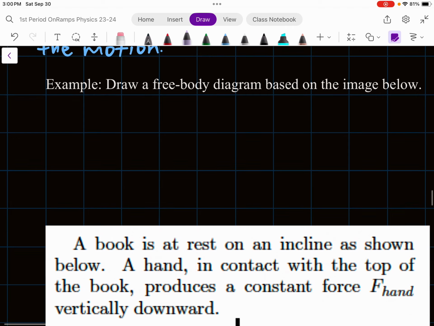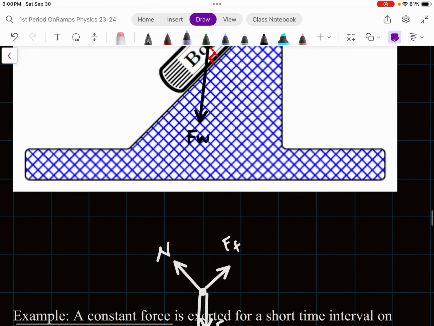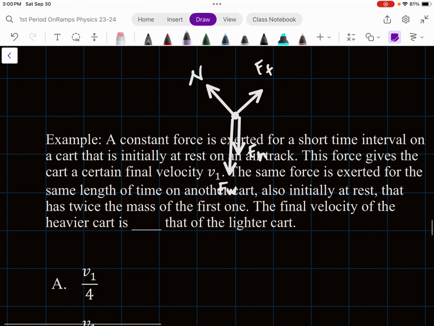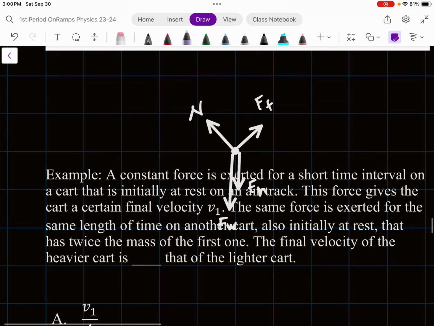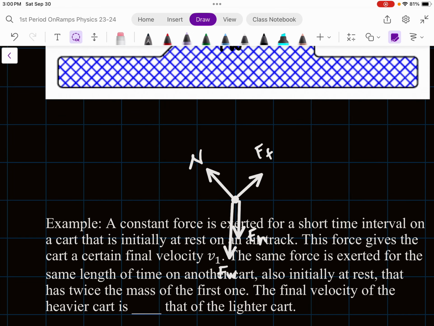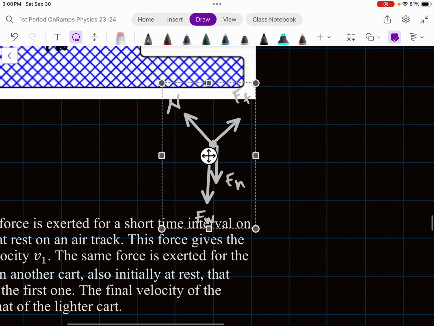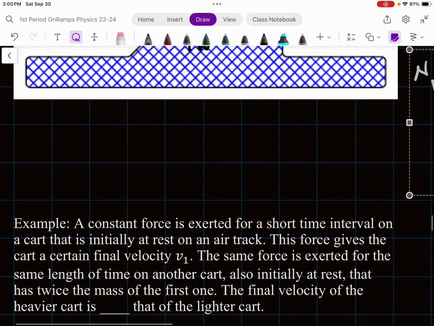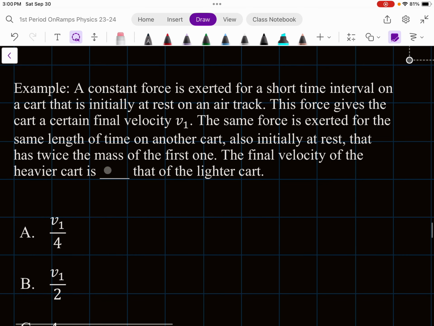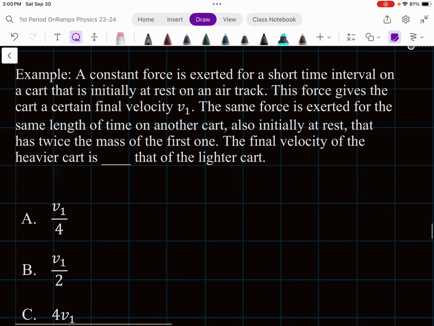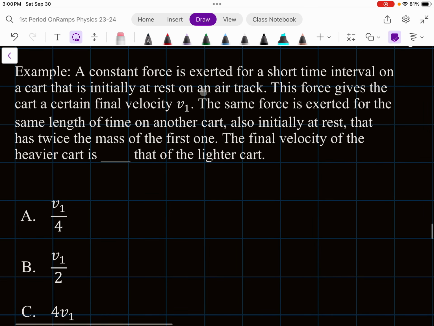Now I want to move on to this. Oh, I don't know what happened here. Okay, so I'm going to try this next problem, and this one is more analytical. So we're going to have to apply Newton's second law of motion, but in this case I won't draw a free body diagram.